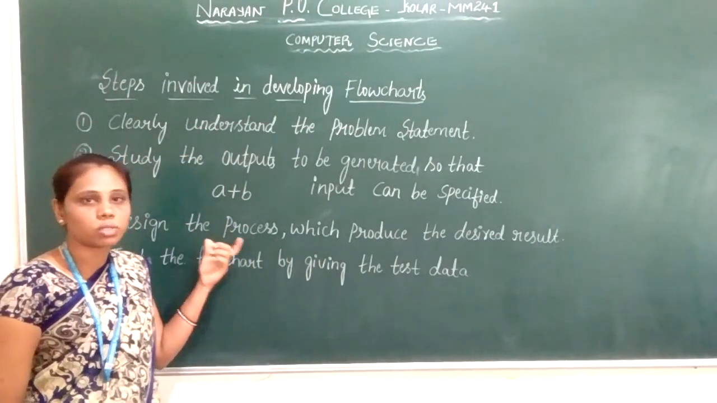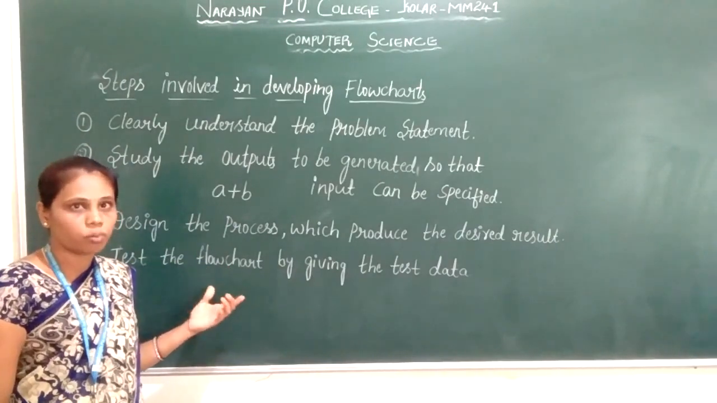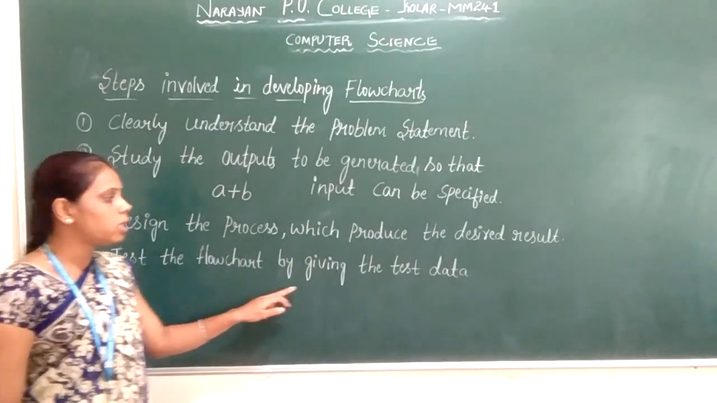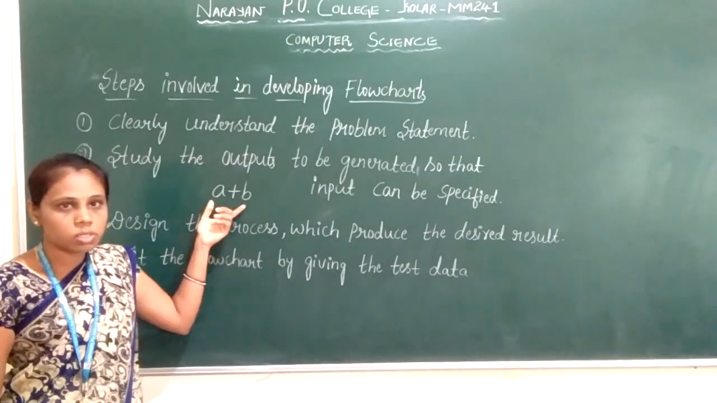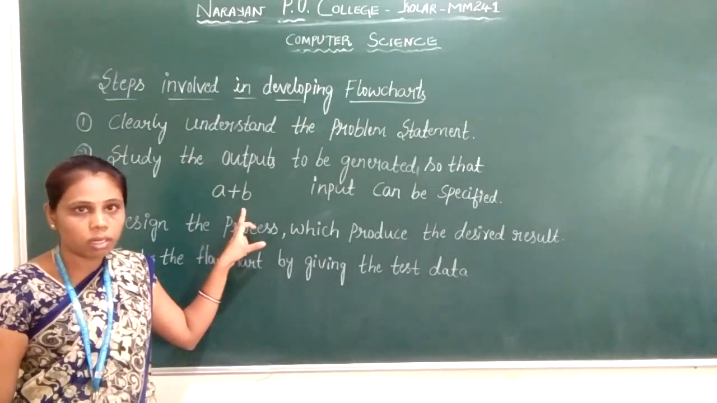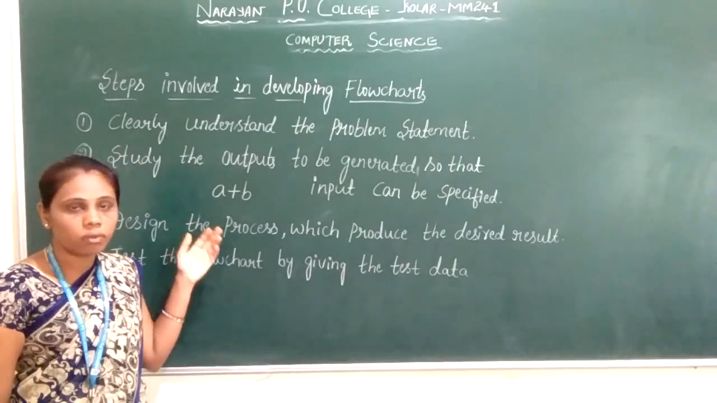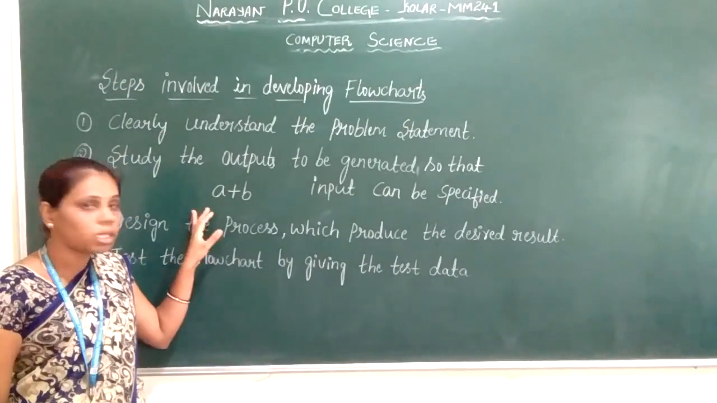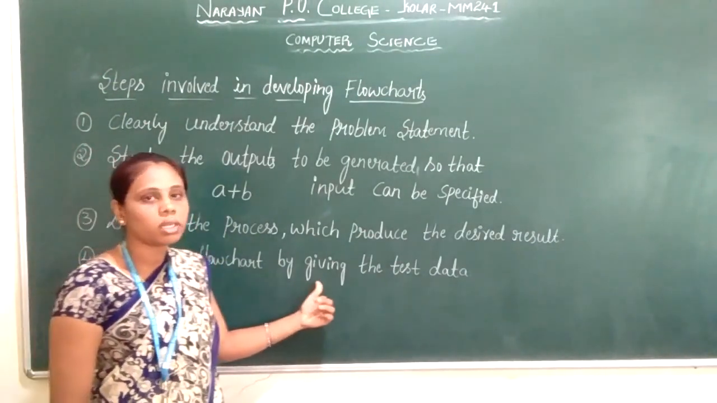After designing, we should check whether the flowchart or the program is performing the operation according to the requirement. So that is, test the flowchart by giving the test data. Test data means we can give n number of values to test these operations. We can give different values to check whether this addition is performing correctly or not. Not only addition, we have n number of operations, so we can give a number of values to this, and we can check whether we are getting the correct output or not. That is, test the flowchart by giving the test data.